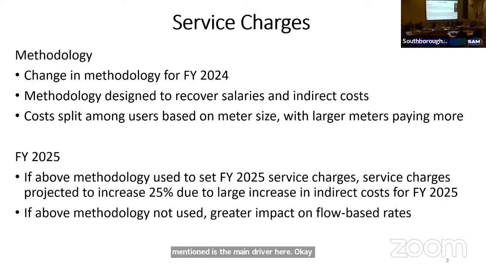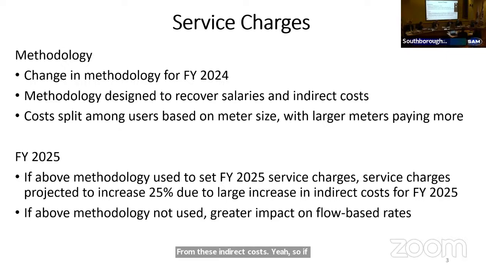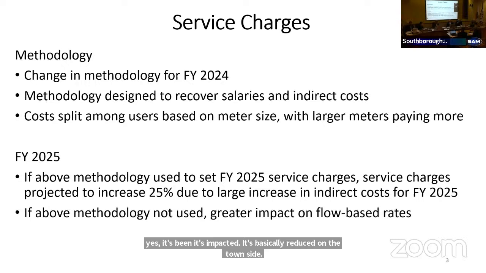Does that mean then that we would expect budget reductions in the departments that are now being partially funded from these indirect costs? Yeah, so if you go to the other income and expenses on the Excel workbook, you'll see that there's a bigger number there. So yes, it's impacted. It's basically reduced it on the town side. So it is a net of zero sum here. Yeah, so water pays more, town pays less.